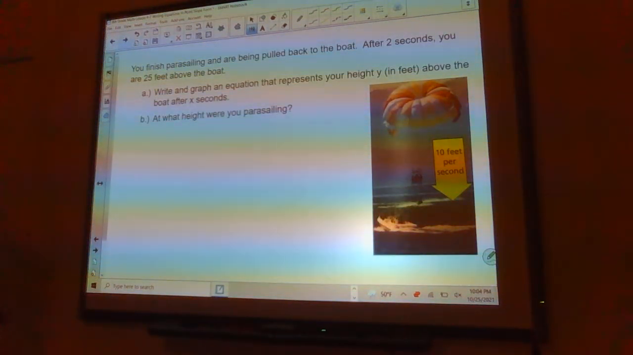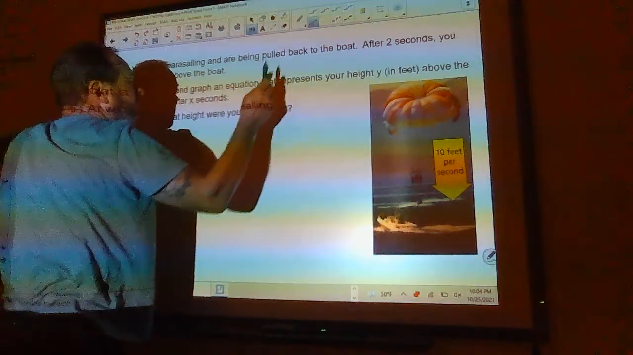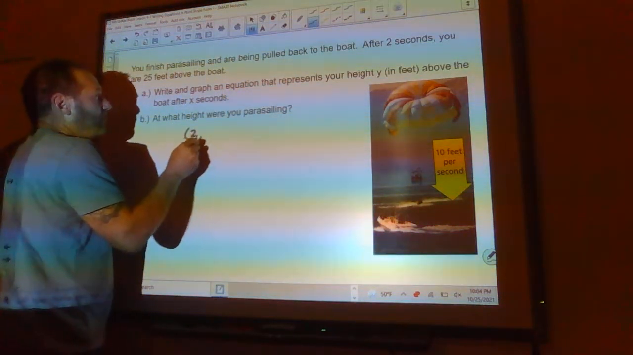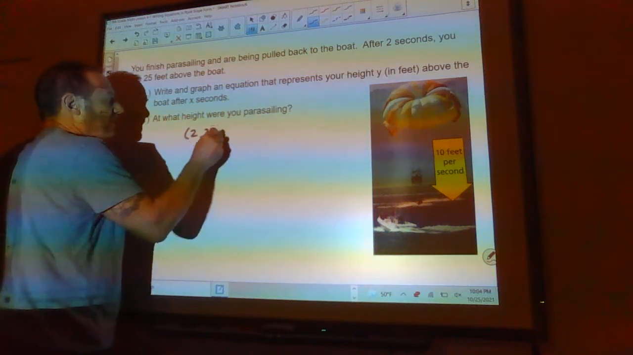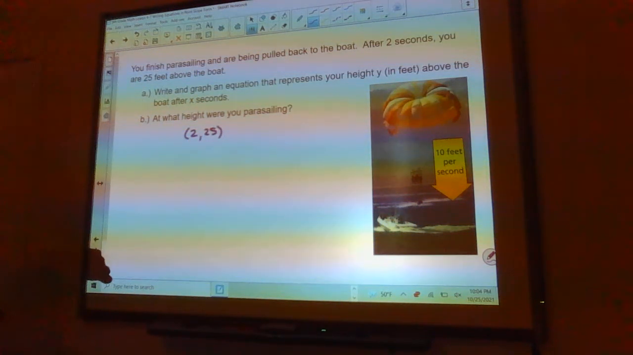Okay, you finished parasailing and you're being pulled back to the boat. After 2 seconds, you're 25 feet above the boat. Now that means I have a point. Let's go ahead and write that down. I have the point 2, 25. Okay. Write and graph an equation that represents your height y in feet above the boat after x seconds.